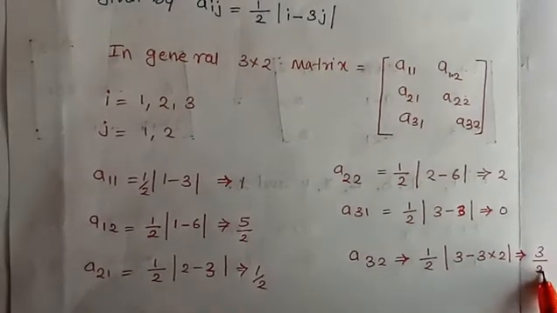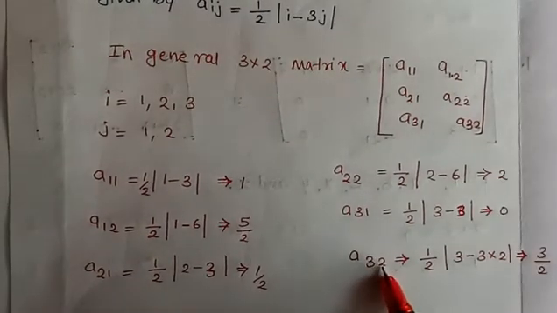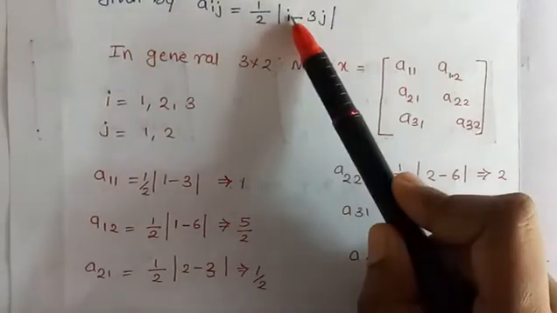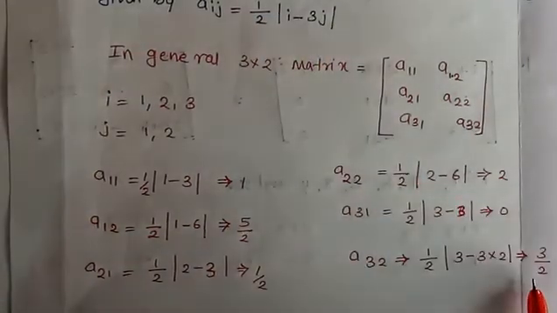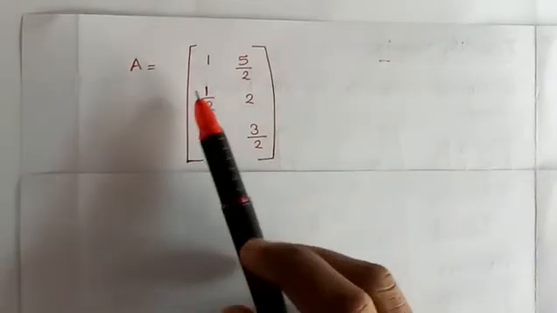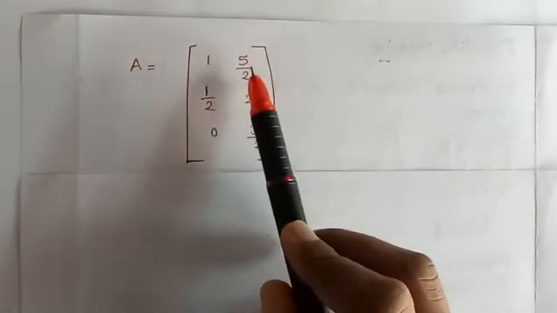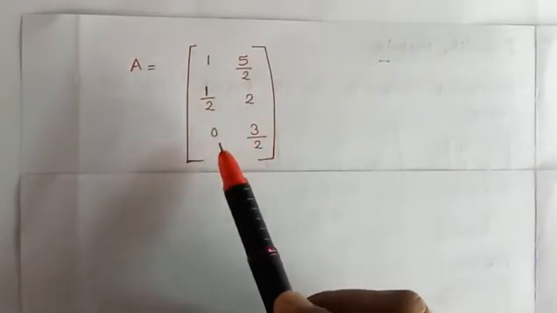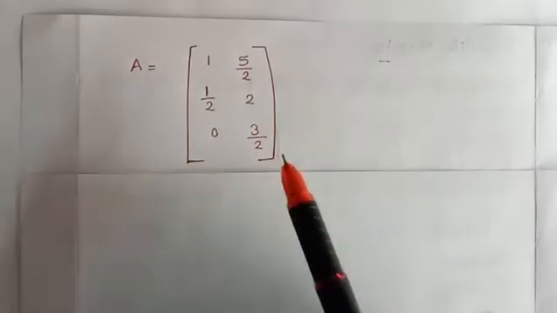And how do we get these numbers? We substitute 3 and 2. 3 means i, 2 means j. We substitute these values in this equation and we get these numbers. Then write these numbers in matrix form. We will get the matrix 1, 5 by 2, 1 by 2, 2, 0 and 3 by 2. This is the answer to that question.